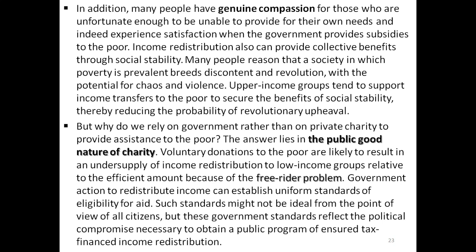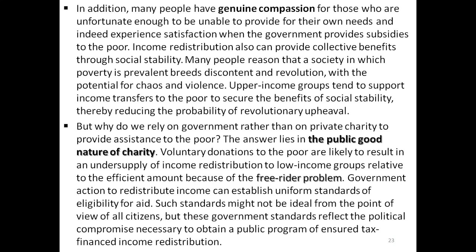Income distribution also can provide collective benefits through social stability. Many people reason that a society in which poverty is prevalent breeds discontent and dissolution, with potential for chaos and violence. Upper income groups tend to support income transfers to the poor to secure the benefits of social stability, thereby reducing the probability of revolutionary upheaval.